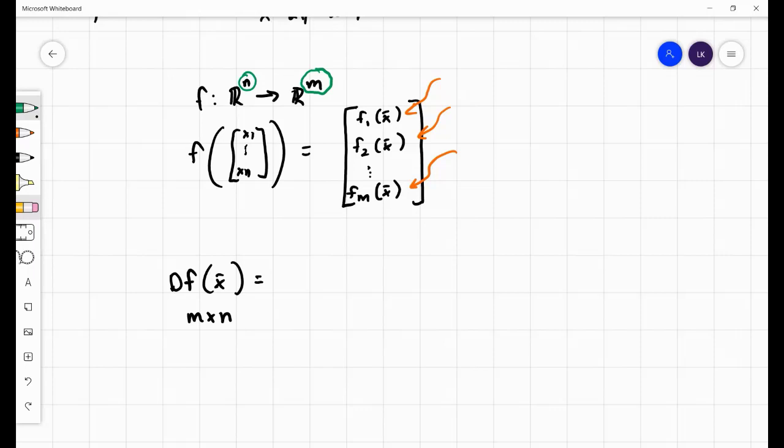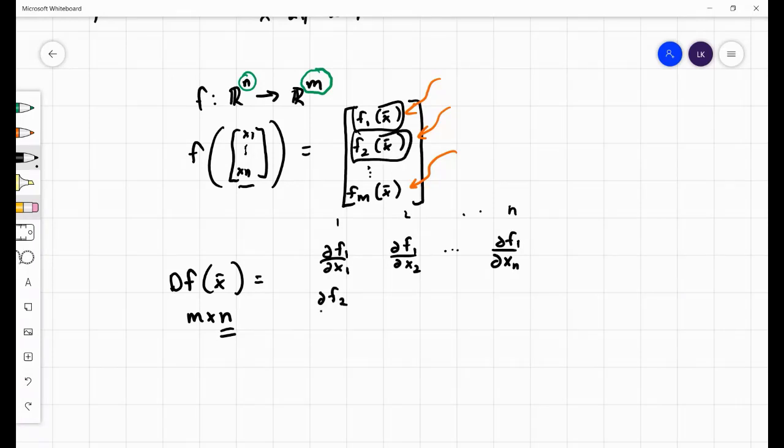Okay. And what we do is just compute the derivative of the first component, so f1 over here, with respect to all n variables. So derivative of f1 with respect to x1, derivative of f1 with respect to x2, right? And we keep going until we exhaust all the independent variables. So the last partial derivative will be derivative with respect to xn. So that's 1 to n columns. Okay. And we have to do this for all m components, right? So then we take the derivative of the second component with respect to x1 and repeat the process with respect to x2 and so on.